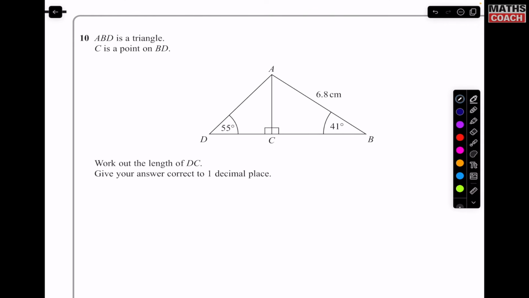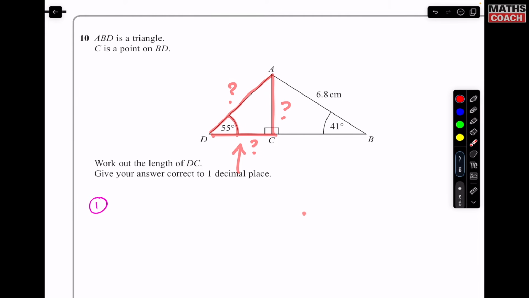All right, question 10 for 3 marks here. ABD is a triangle, C is a point on BD, and work out the length of DC. Give your answer correct to 1 decimal place. So what we're looking for is that length right there. As you can see, we've got 2 right angle triangles that we can deal with. So step number 1, where do I start from? If I go to this triangle first and try to work out DC, I have an angle, but I don't have this side here. I don't have this side, nor do I have this side, nor do I have that side.